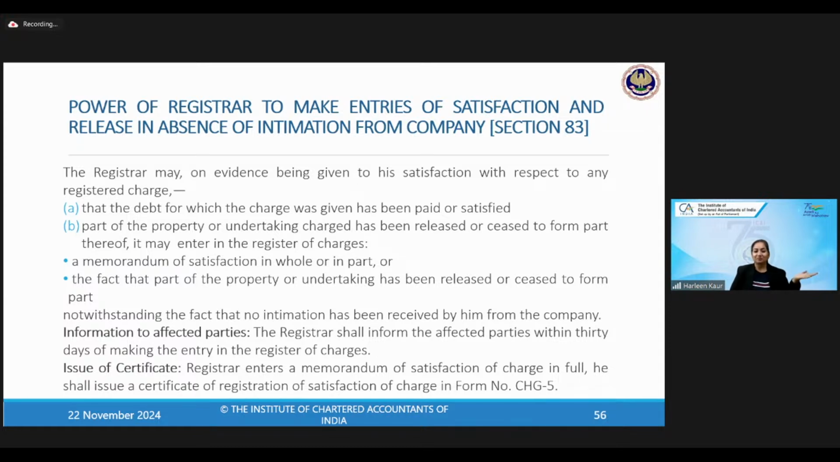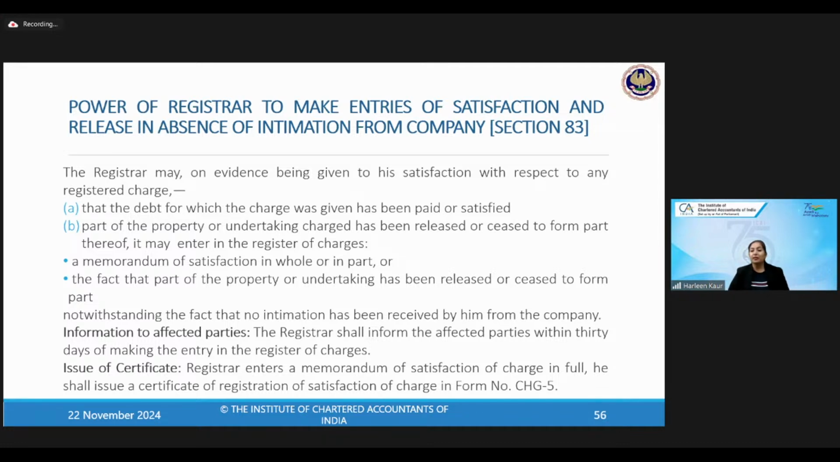Now, what happens in section 83? Another story comes up. ABC Limited has taken a loan of 1 crore from HDFC. They have given the security. They are going and filing the application. ROC is giving the notice for 14 days. Everything was happening. Now ABC Limited got the charge free. Satisfaction happened. The debt has either been paid off or the property has been released, by whatever way the satisfaction happened. But ABC Limited forgot to tell the ROC.